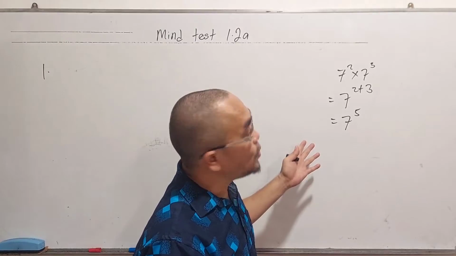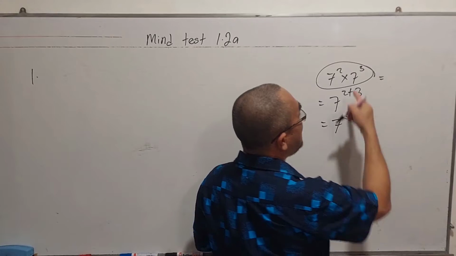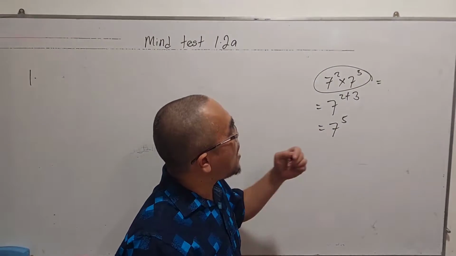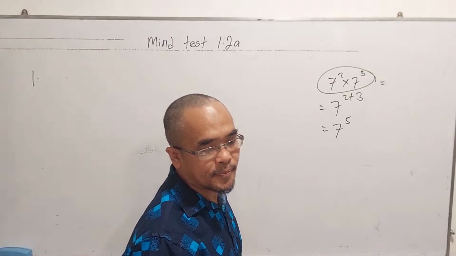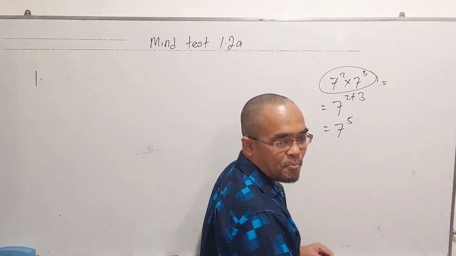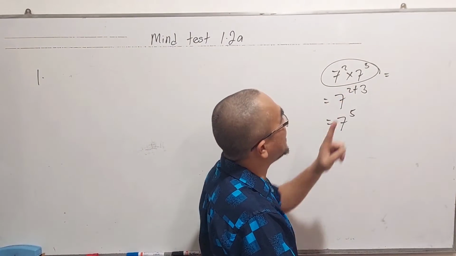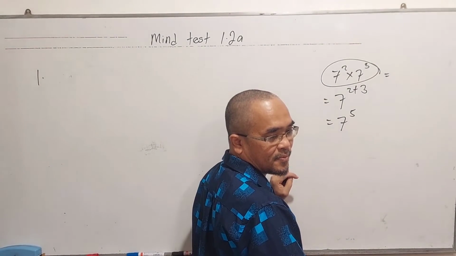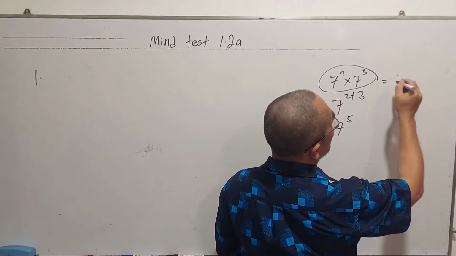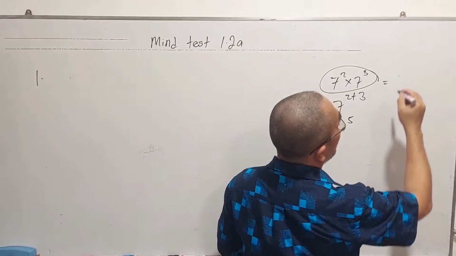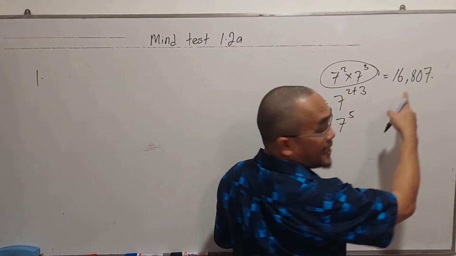How do you know it's true? Use a calculator. Now I want you to press the calculator and let me know what is the answer for 7 power 2 times 7 power 3. Impossible. 7 power 2 times, not plus. 16,807. Is it like this?